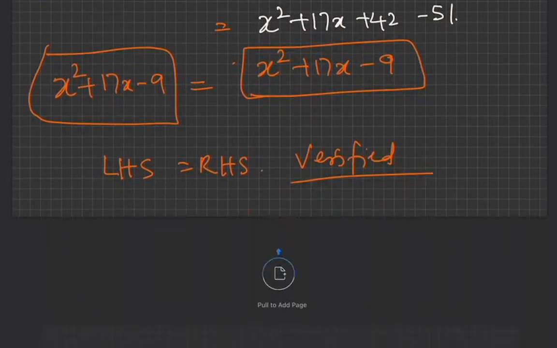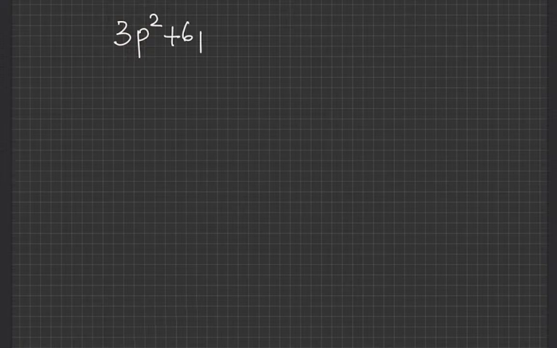Okay, let's go to the next one. I have 3p squared plus 6p plus 18 and it should be divided by p minus 6. Yeah, can you try it?